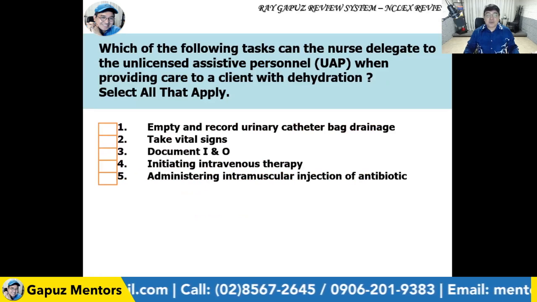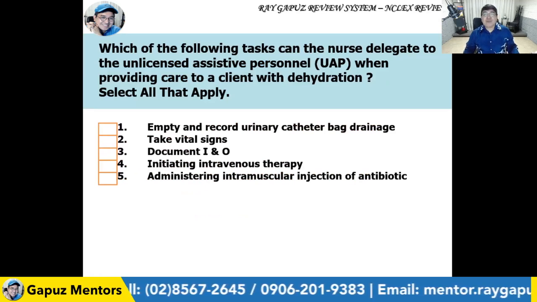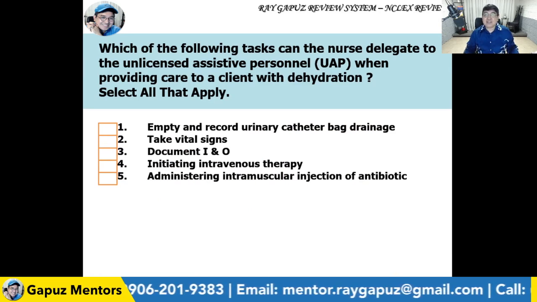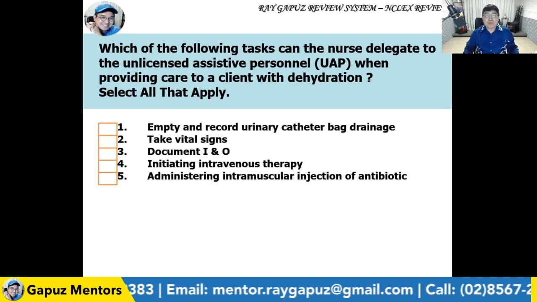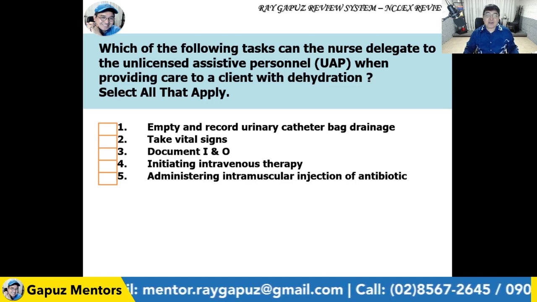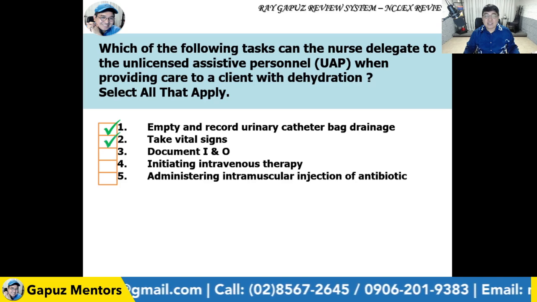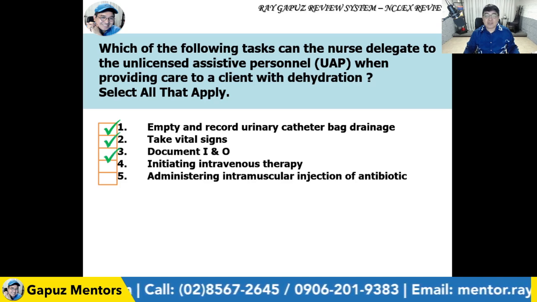Okay, so here's a sample question. Which of the following tasks can the nurse delegate to the unlicensed assistive personnel or UAP when providing care to a client with dehydration? Select all that apply. Empty and record urinary catheter bag drainage, yes. Take the vital signs, yes. Ascertain and document the intake and output, yes.